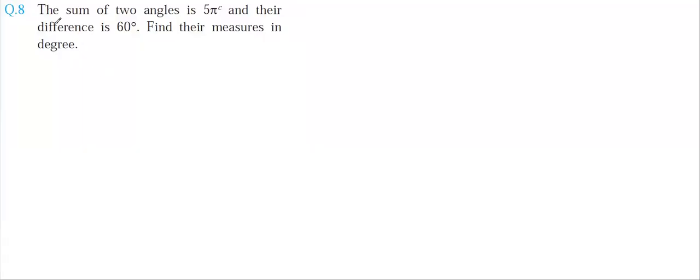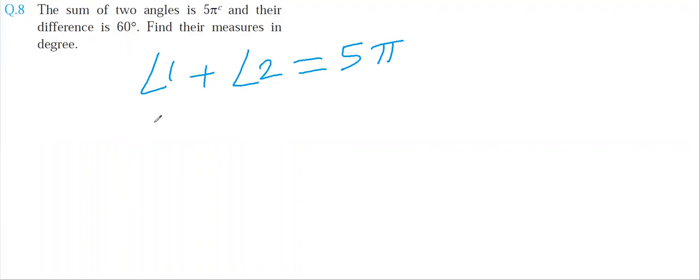So here it says the sum of two angles is 5 pi radian. It means I have two angles, say first angle is 1 and second angle is 2. The sum of these two angles is 5 pi radian, and their difference is 60. Difference means angle 1 minus angle 2, that is 60 degree.